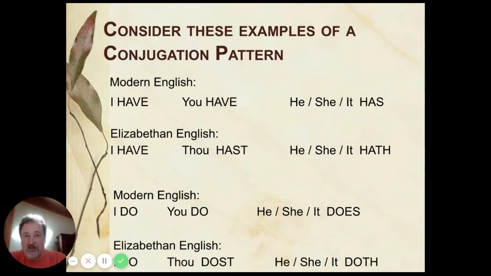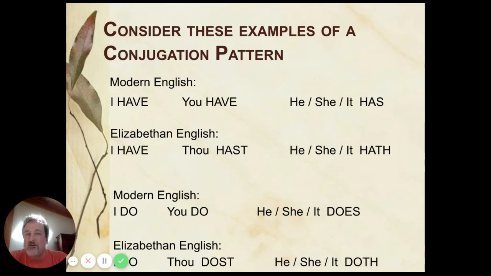So consider this. Modern English: I have, you have, he, she, or it has. Back in Elizabethan times, it would be I have, thou hast, and he, she, or it hath. And you can see the same thing with the verb to do. I do, you do, he, she, or it does. Back then would be I do, thou dost, he, she, or it doth.